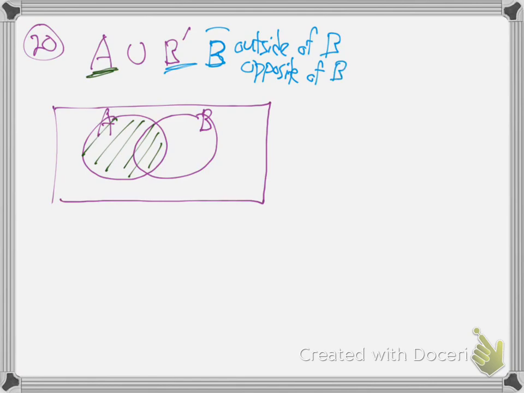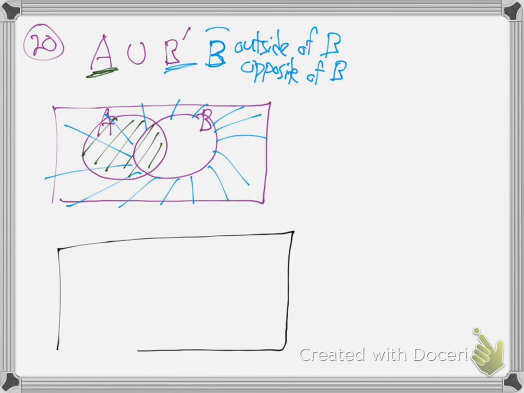That's just another way of saying what's outside of B, meaning opposite of B. Either way you want to say it. Opposite of B, outside of B, same thing. Everything not in B, outside of B. So I'm going to shade like the sunshine here. Everything outside of B. Okay. Now, I'll come down here. I'm going to do our final answer.